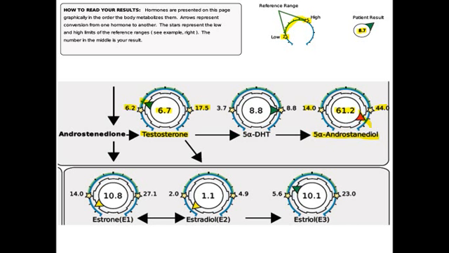Moving down to one of the estrogens, estrone or E1, again, the reference range is 14 to 27.1, and this patient's result is below that range, and you can see that reflected in the results there. So it's an easier way to see the patient's result relative to not only the reference range but also the flow of hormones as the body metabolizes them.